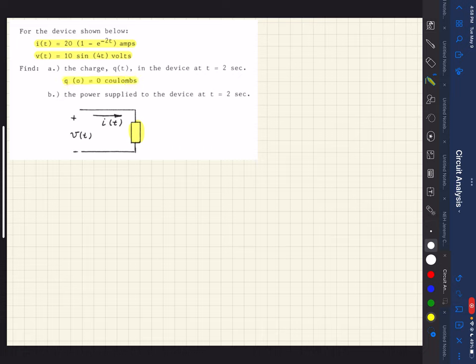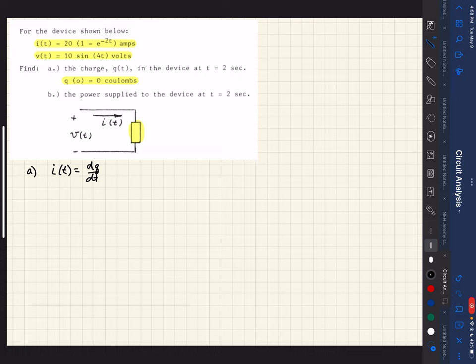So let's see how we would approach this. So in part A, again, they're asking us to determine the charge. So we're given the current and the voltage. Well, we know in a time varying circuit that the current, we'll call I of t, is equal to the first derivative of the charge with respect to t. But we're wanting to find Q, the charge. So that being the case, we need to solve for Q.